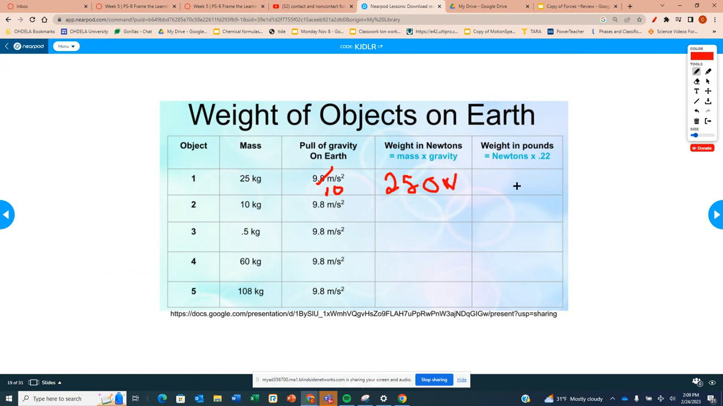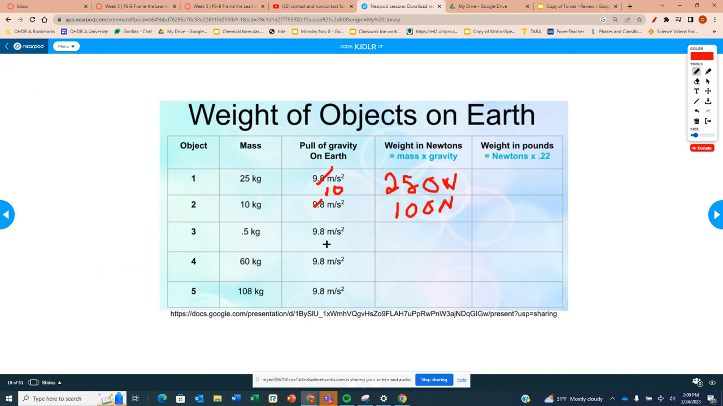All right, and then if we want to multiply the weight by 2.2, we can get the pounds. So I'm just going to do the newtons right here. 10 kilograms times 10 meters per second squared for gravity is 100 newtons.